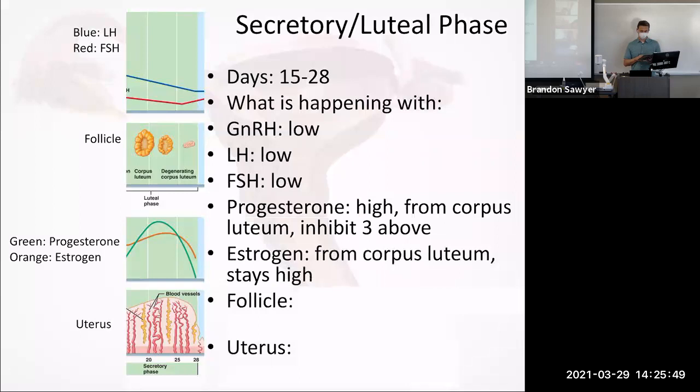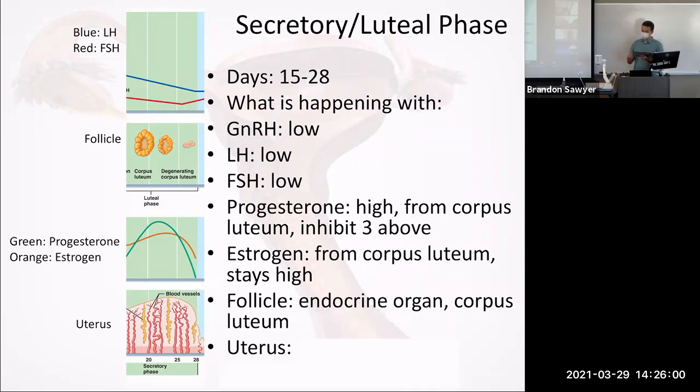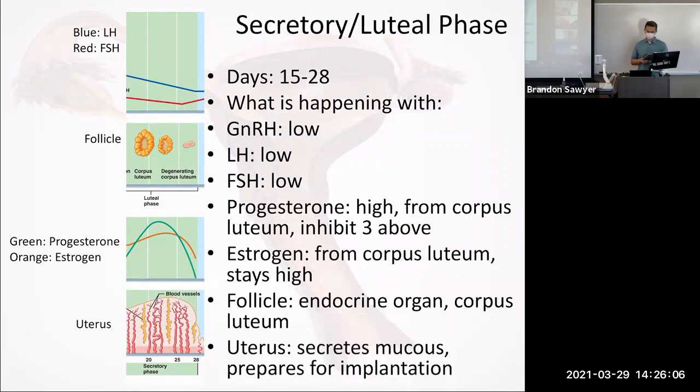Estrogen levels: we still have some decent amount of estrogen here, not as much as what was happening before ovulation, because it is still being released from the corpus luteum. The follicle is now the corpus luteum. It's just an endocrine organ now, it doesn't have the egg in it anymore. And then that uterus is secreting a lot of mucus, preparing for implantation.